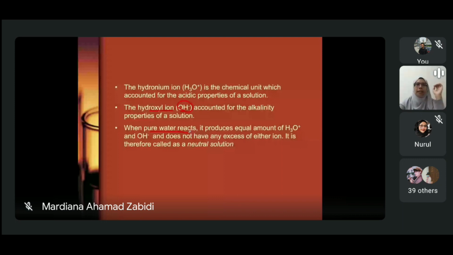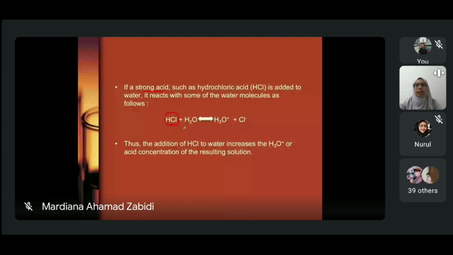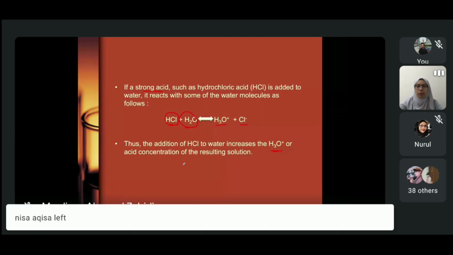For example, let's say we use a strong acid, for example hydrochloric acid, and then we add it to water. Then we have a reaction whereby this particular HCl will reassociate with water H2O, whereby it will produce hydronium ion and then there will be chloride there. The addition of HCl to water will increase the H3O, the hydronium ion or acid concentration of the resulting solution. So that's why it becomes more acidic.